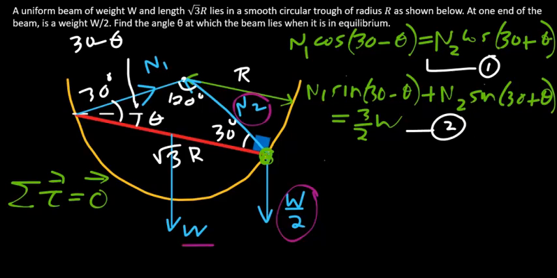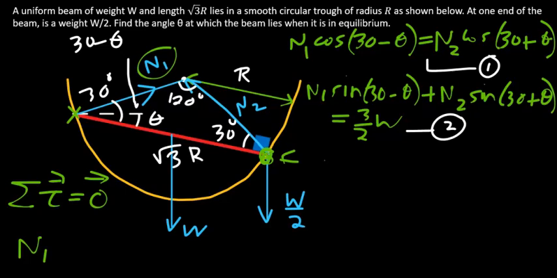Only w and n1 will contribute. So let's calculate the torque due to n1 about that point. So it is n1 times the moment arm. Moment arm is the distance from the axis of rotation to the point where n1 acts.